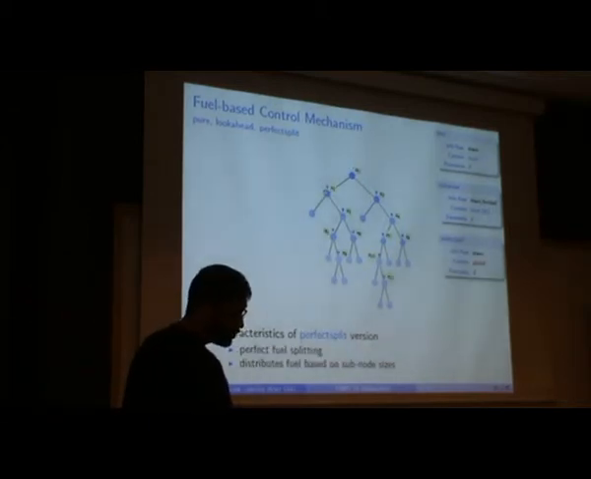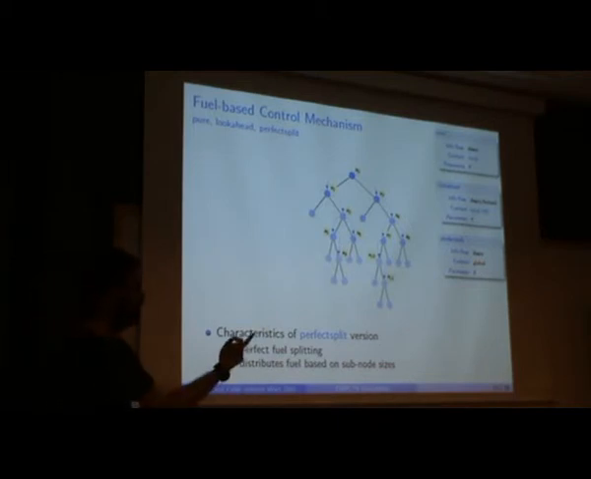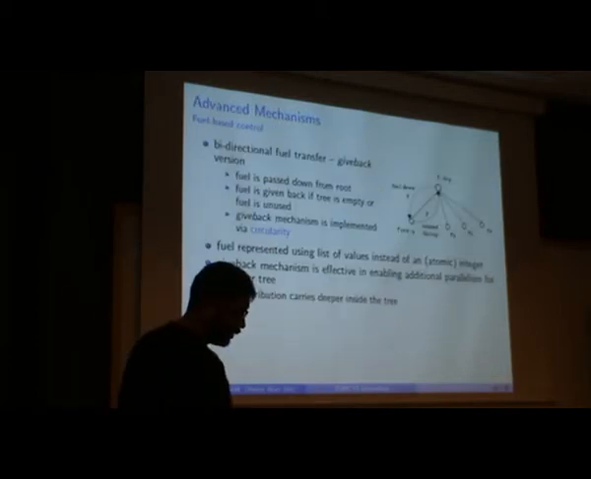Distribution. Then we also have a perfect split, as its name suggests. It distributes fuel perfectly among the subnodes based on the node sizes. So the context is global for this one because we need the size information for this to work.